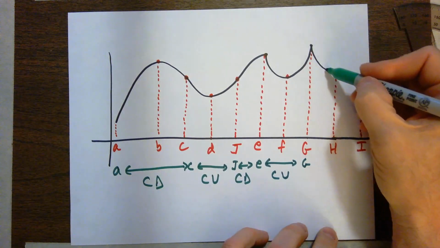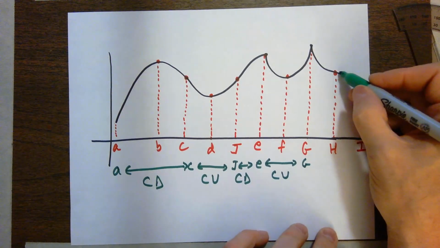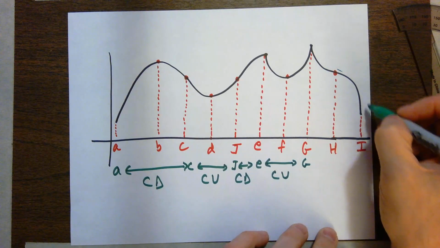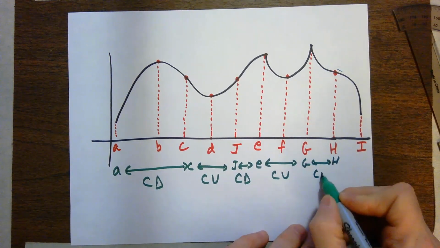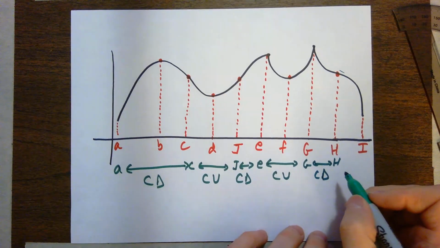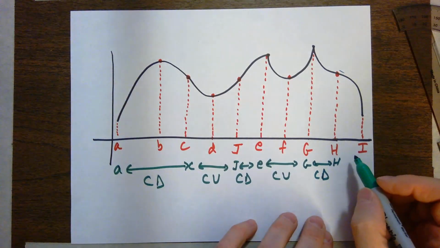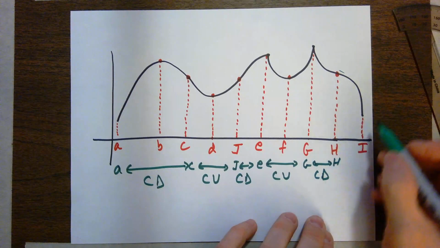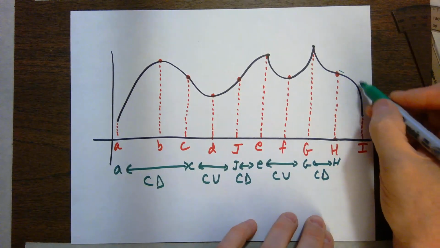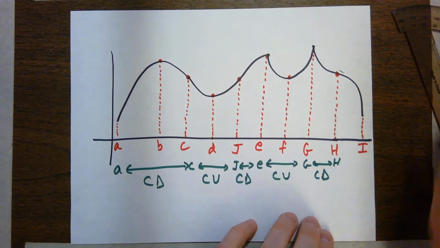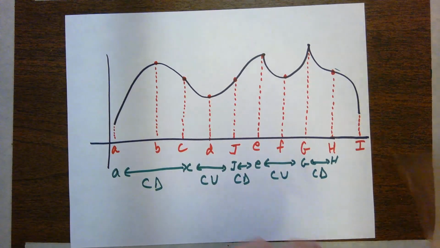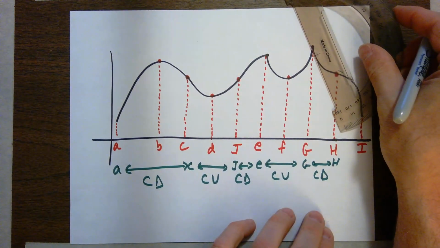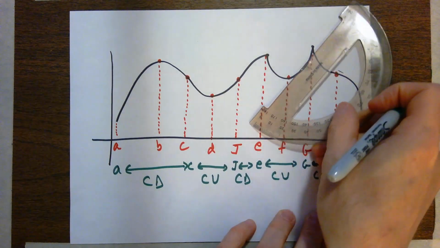The tangent lines are below, below, below. And then all of a sudden after G, the tangent lines are going to be above and above. So from G to H, it's going to be concave down. And then after this, the tangent lines are above. Let's see, did I get that last part? The tangent lines are above, above, above.